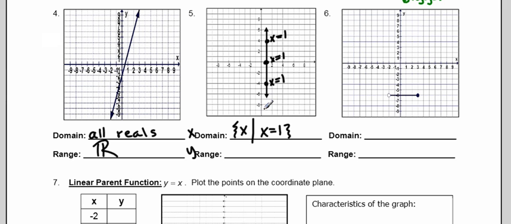Now on my range for my y values, they're all changing. I'm here at -6, -4, -2, +2, +4, and I keep going forever and ever in both directions, which tells me again, I have all real numbers.